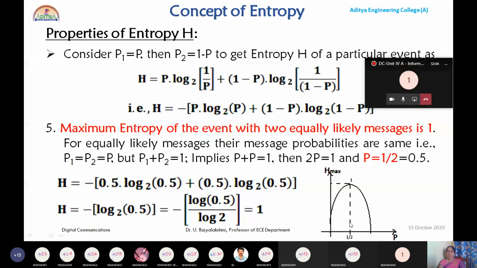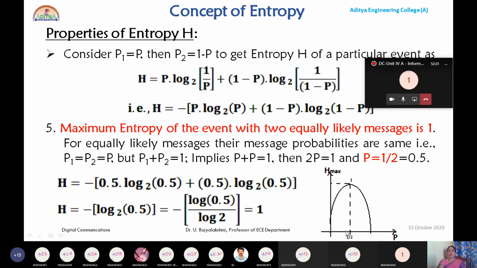If the same, please extend towards the x-axis. So at p is equal to 1 by 2, Hmax is 1. Okay, and if you increase the value of p, that is if you make p value greater than 1 by 2, or if you take p value less than 1 by 2, you check the case.